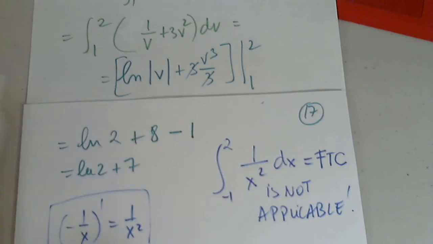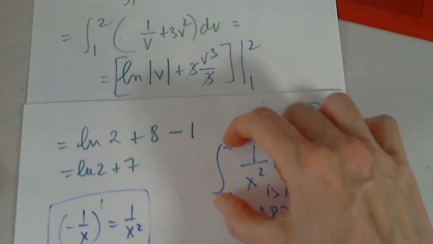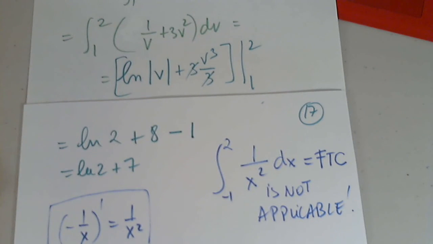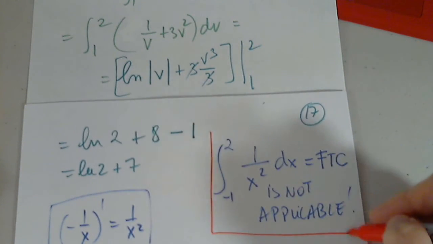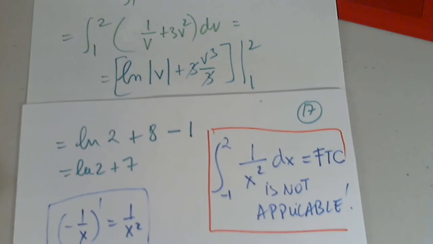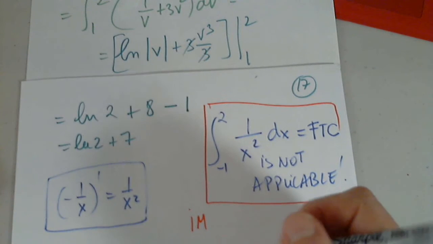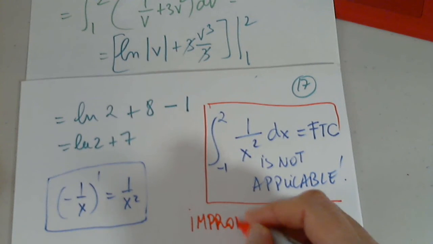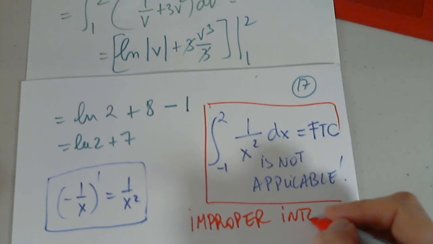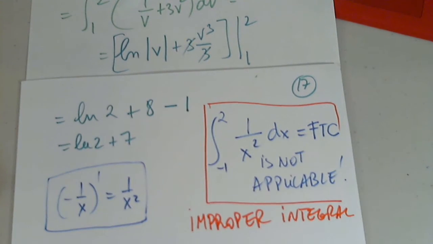It has to be continuous. And where is this function not continuous? In other words, not defined? 0. And 0 is in the interval. That's the reason why this cannot be calculated using the fundamental theorem of calculus. This is called, and you will see in the next class, in Calc 2, an improper integral, which we do not discuss here. Okay.